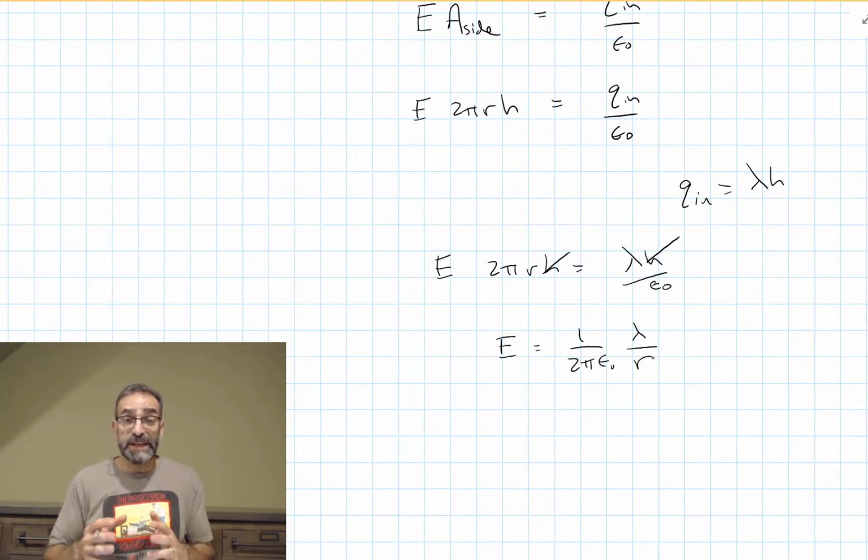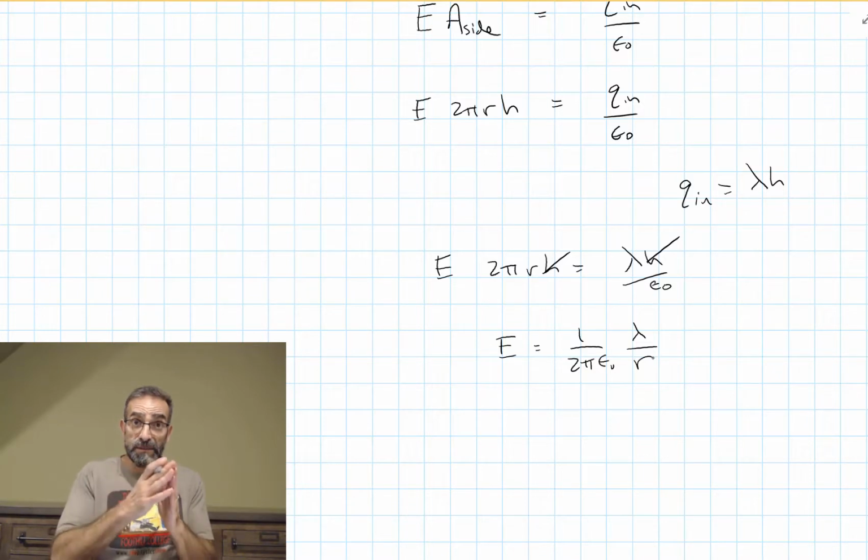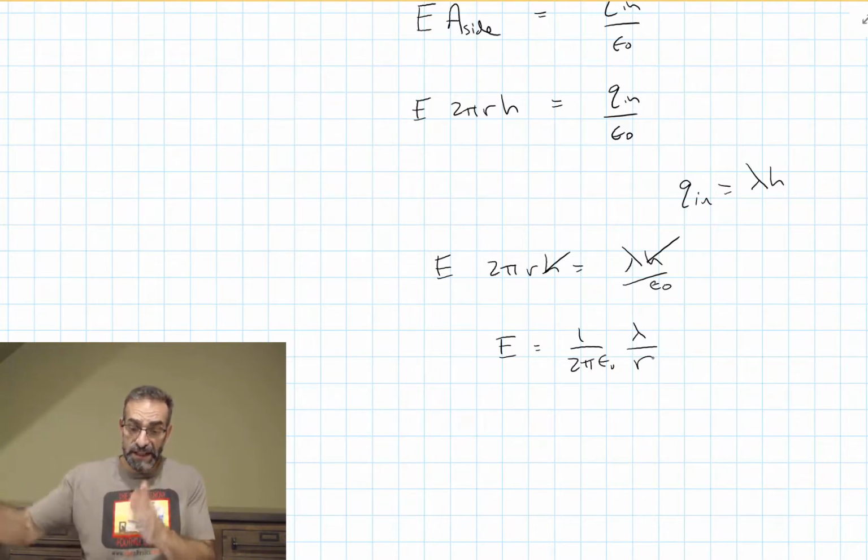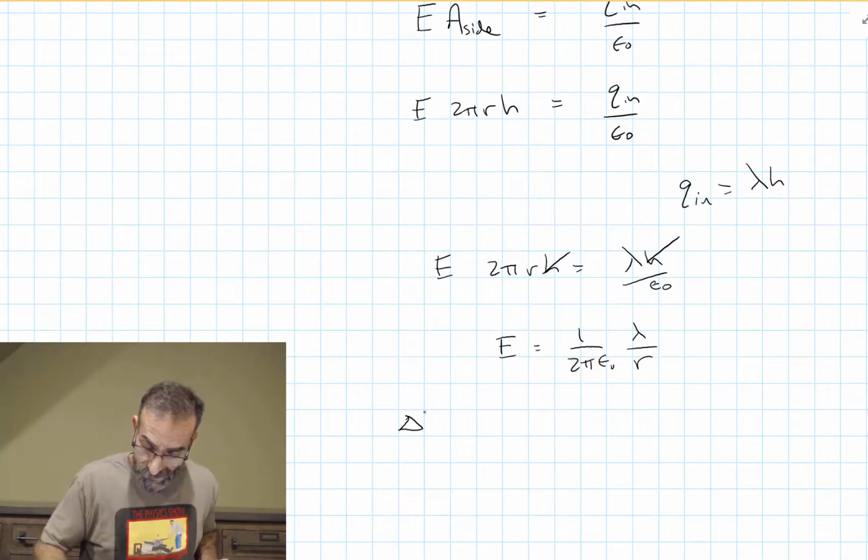Now we know the electric field everywhere. We know it from 0 to capital R, the radius of our cylinder. It's 0 in that region. And we know it from capital R to infinity. It's given by this equation.